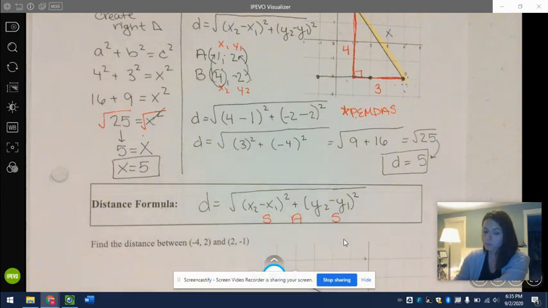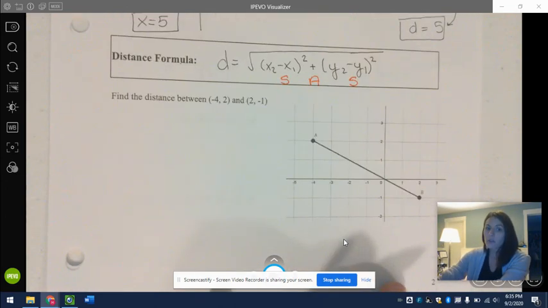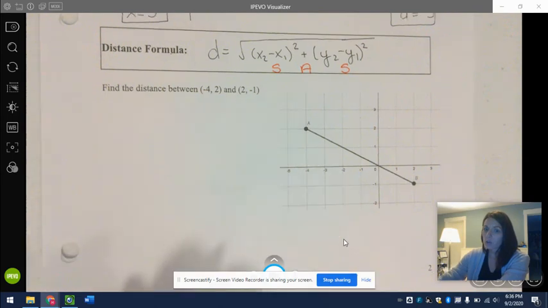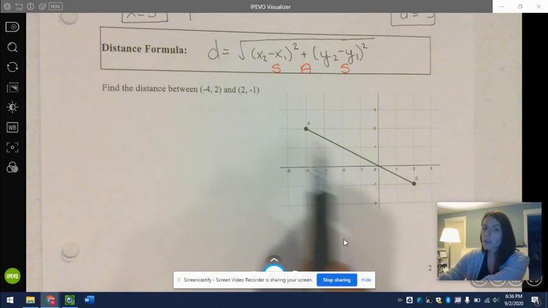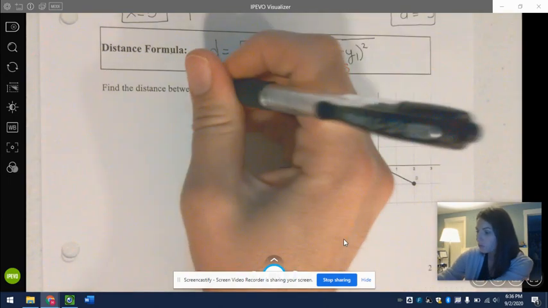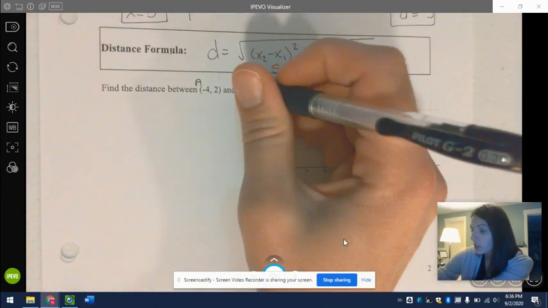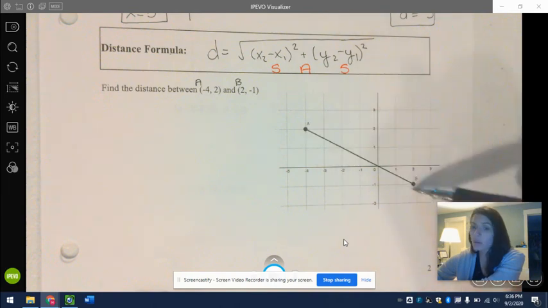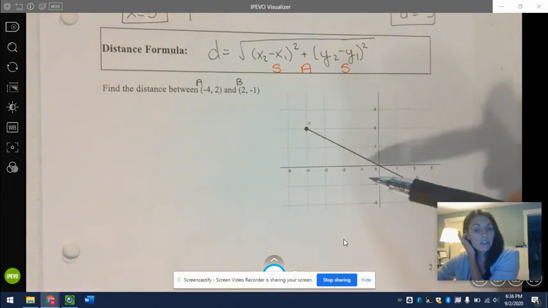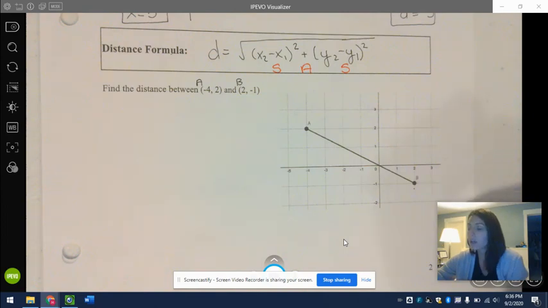So looking at one more example together, it says find the distance between -4, 2 and 2, -1. So when I look at this diagram matches those points. So it's saying here's -4, 2, so that's point A, and here is 2, -1, that's point B. And what is the distance from A to B? And again, it's this diagonal slant, and so I can't just count the units. I need to have some way to figure out that length or that distance.